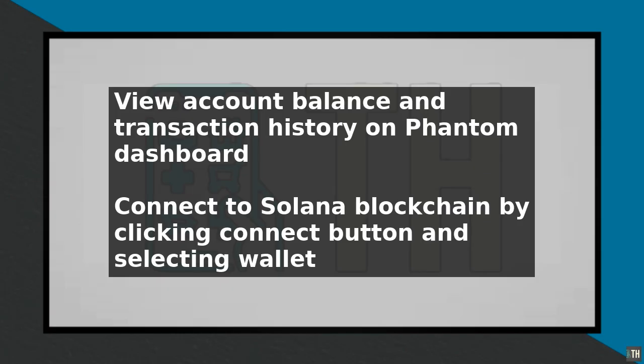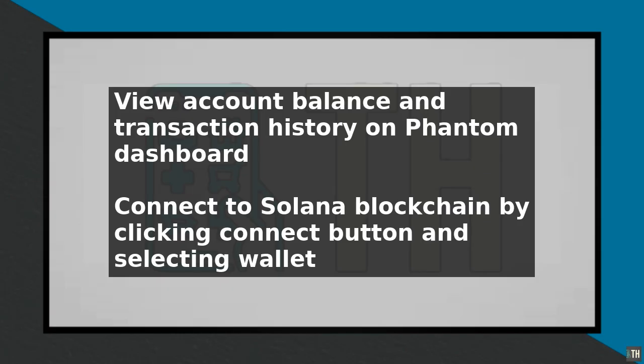To send or receive assets, navigate to the Send or Receive tab in your Phantom Wallet and follow the prompts to enter the recipient's address and the amount you want to transfer. Always double-check the recipient's address and the transaction details before confirming the transaction.